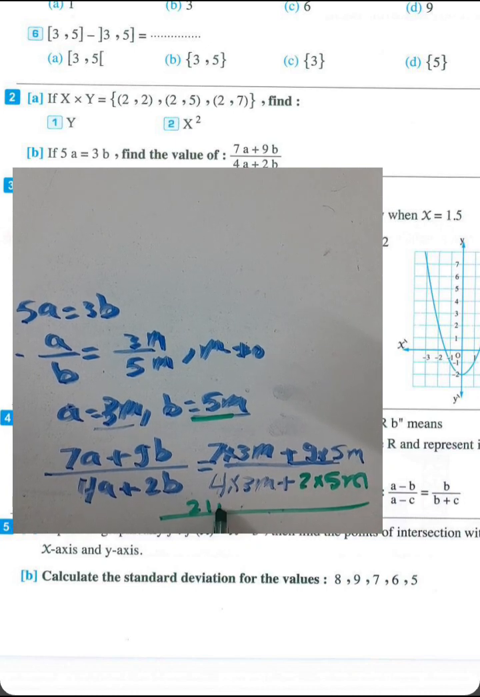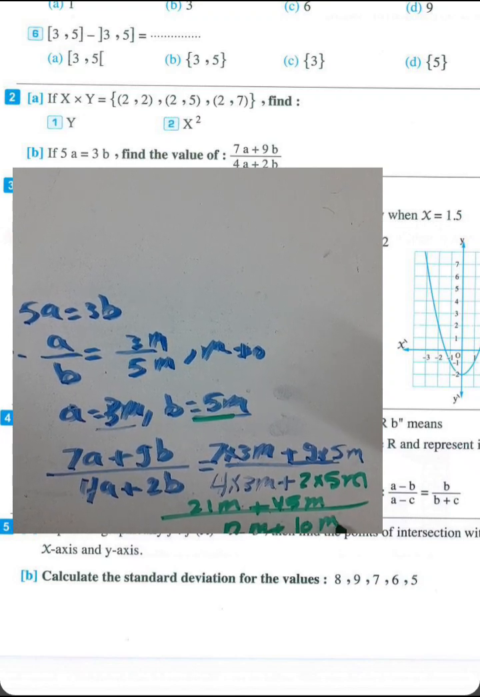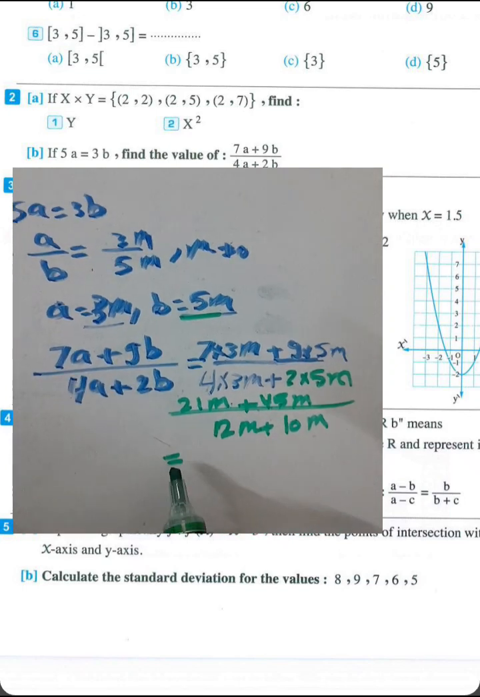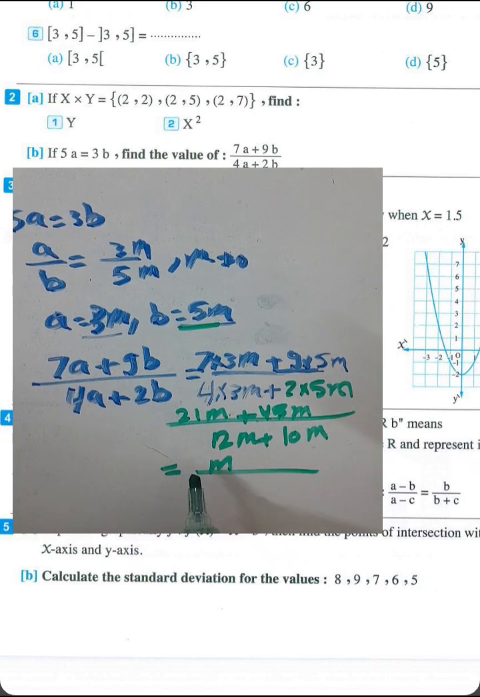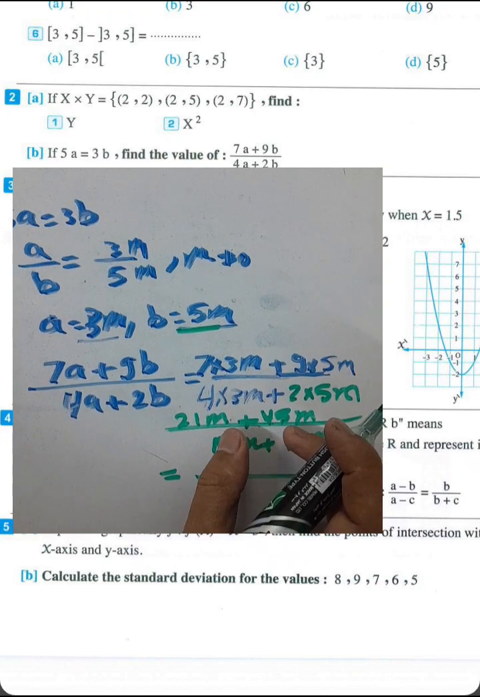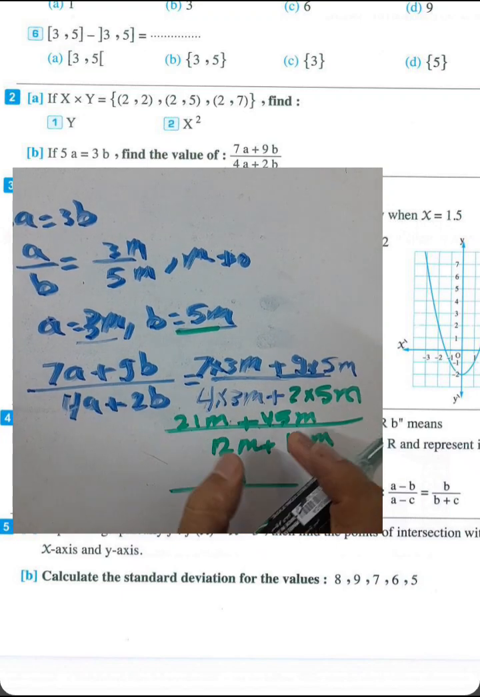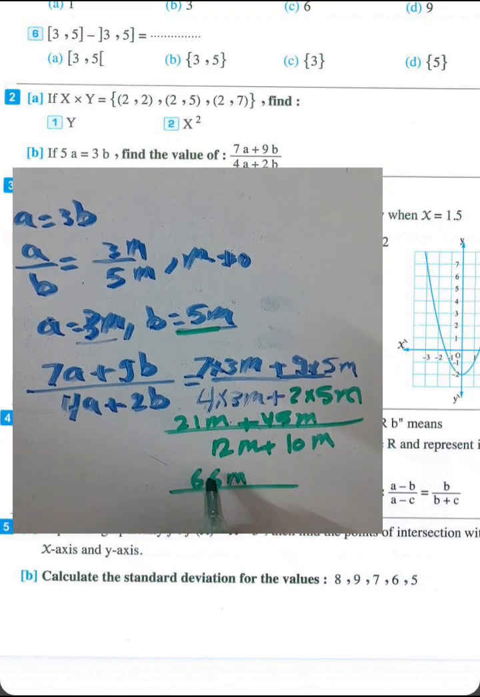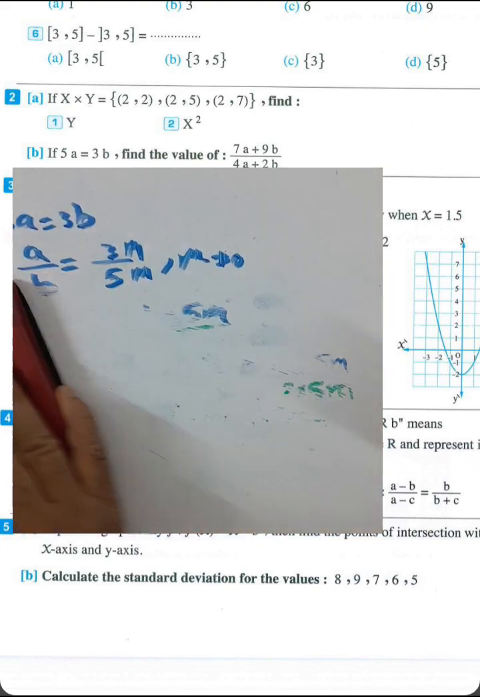3 times 7 equals 21m. 9 times 5, 45m. 3 times 4 equals 12m. 2 times 5 equals 10m. And then you can write the common factor between the two terms here, it will be m. And you can cancel them. Okay, 45 plus 21, it will be what? We can cancel them here and write m. Like terms: 45 plus 21 equals 66, 12 plus 10 equals 22. Then the result will be 66 divided by 22 equals 3. Then the result here will be equal 3.